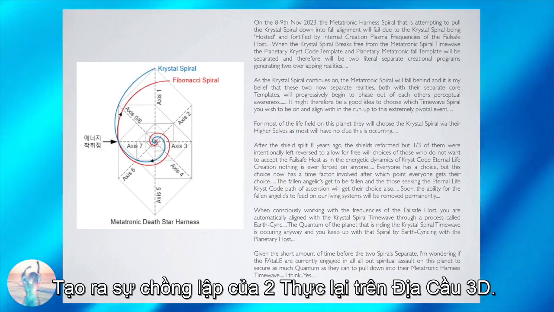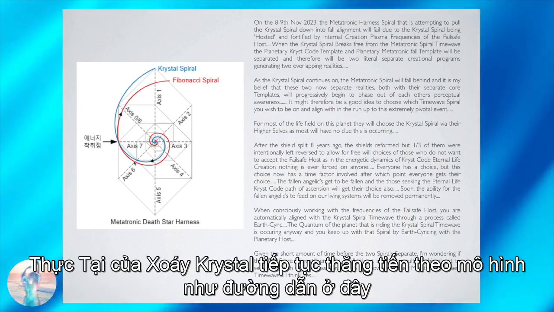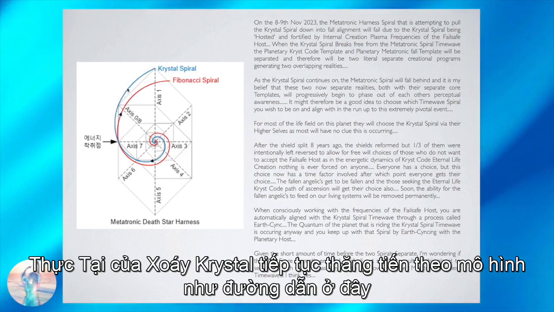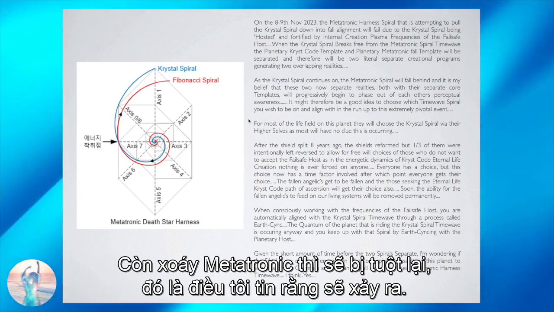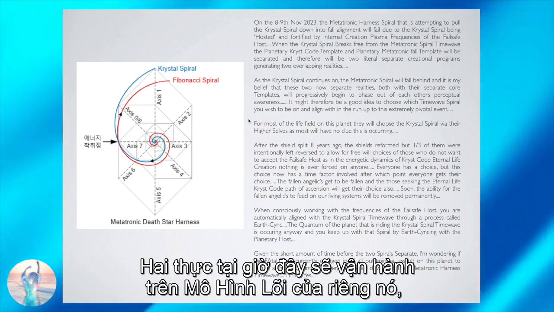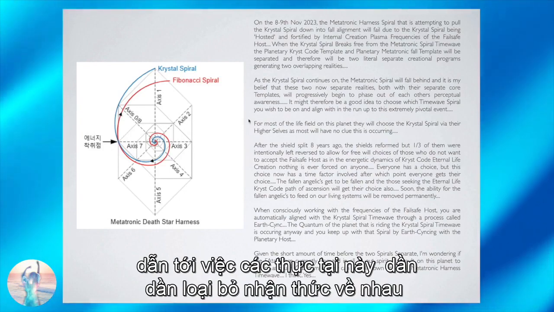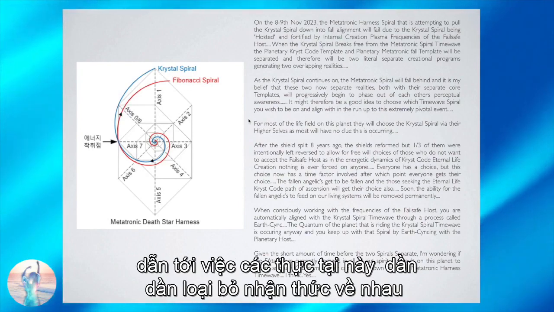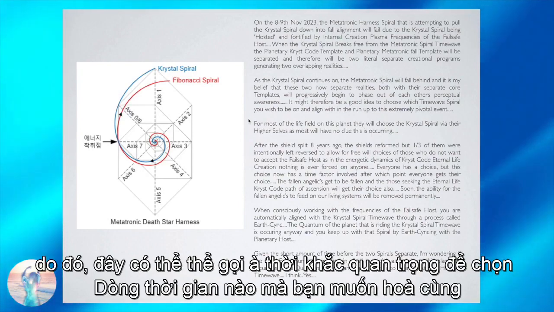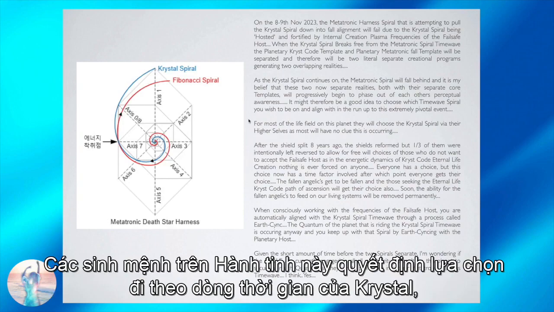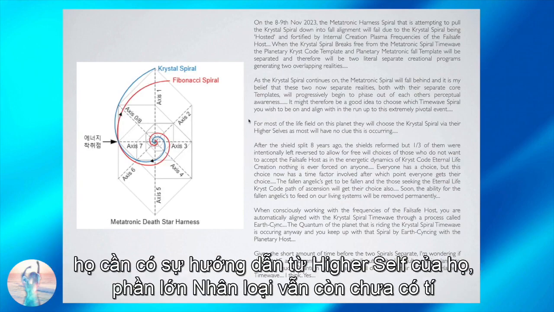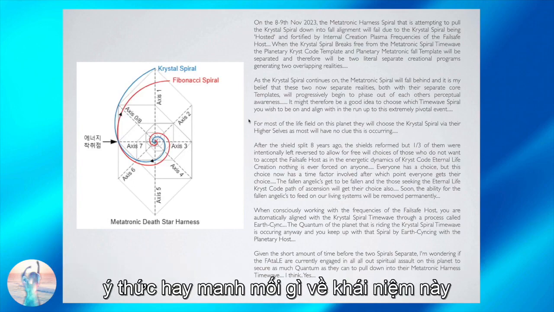As the crystal spiral continues on, which on this diagram would be this phase here, the Metatronic spiral will fall behind, and it's my belief that these two now separate realities, both with their separate core templates, will progressively begin to phase out of each other's perceptual awareness. It might therefore be a good idea to choose which timewave spiral you wish to be on and align with it in the run-up to this extremely pivotal event in November 2023. For most of the life field on this planet, they will choose the crystal spiral timewave via their higher selves, as most people will have no clue this is occurring.